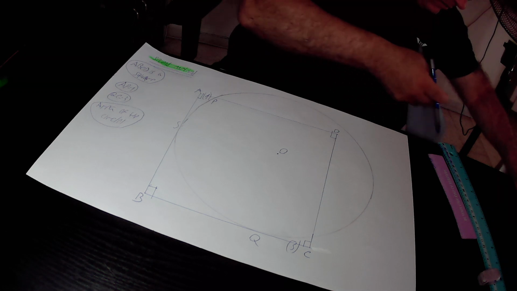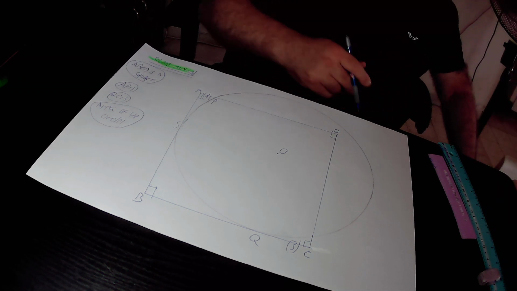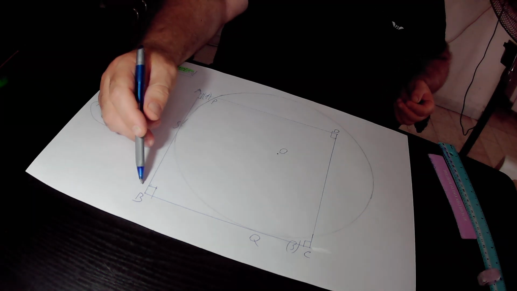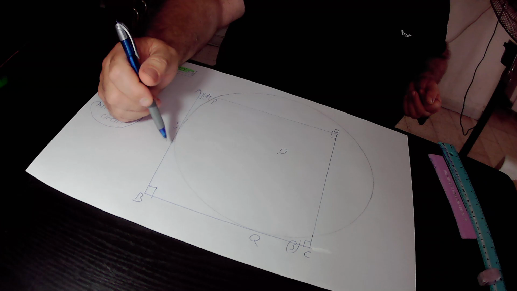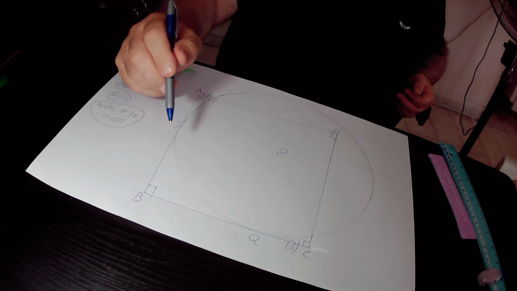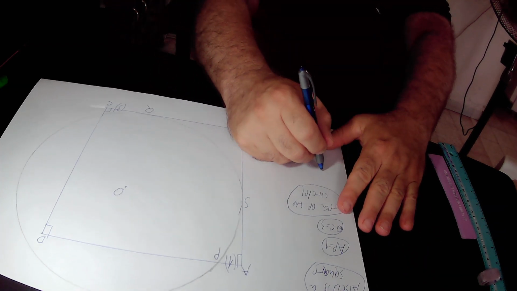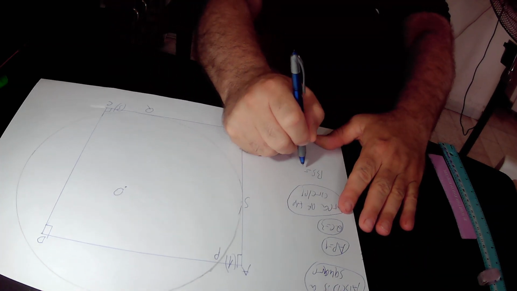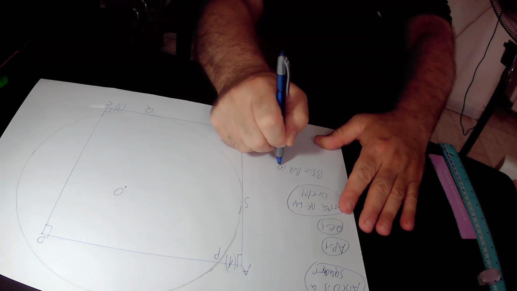Why? Because in our drawing, we have the common standpoint, point B. From this common standpoint, point B, we have two tangents to this circle, tangent BS and tangent BQ. According to rule 2, they are equal to each other. So I write it down. The length of tangent BS is equal to the length of tangent BQ according to rule 2.